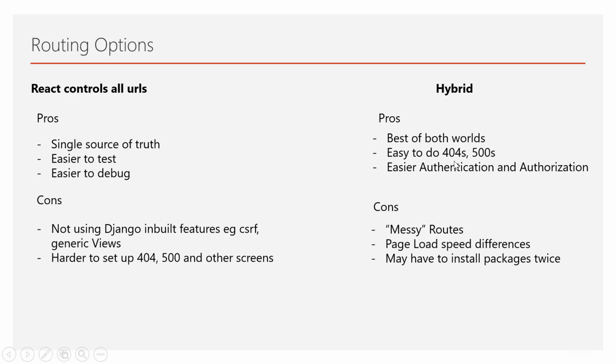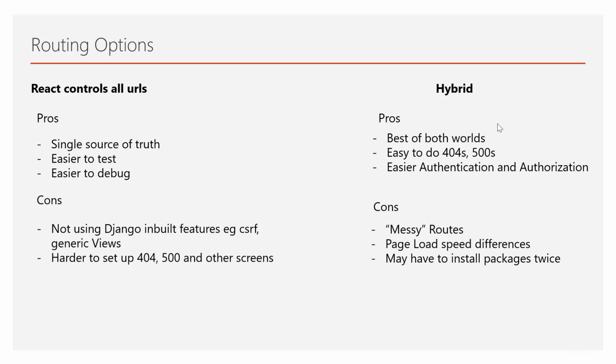So when it comes to the hybrid option, we get both worlds. That's a huge advantage. It's easy to do 404 pages, 500, and it's also easier to do authentication and authorization. That means when you're looking at logout redirect views, when you're looking at setting up custom authentication for certain pages, it's way easier to do this when you're looking at it from a hybrid perspective. The only cons of having some routes handled by Django and others by React is that sometimes it tends to be messy, and I'll be showing you this in a second.